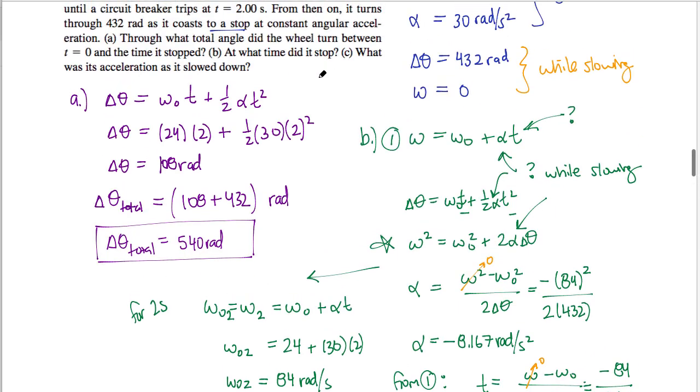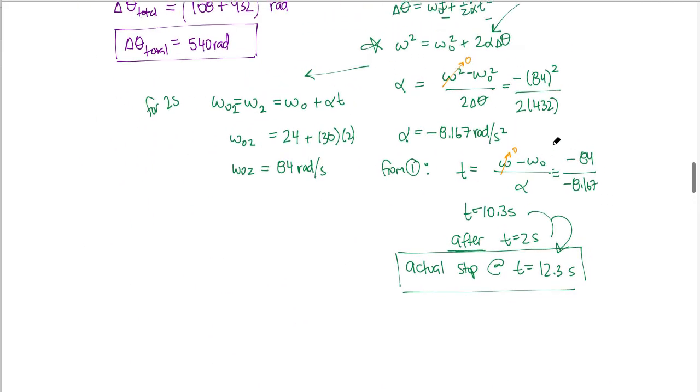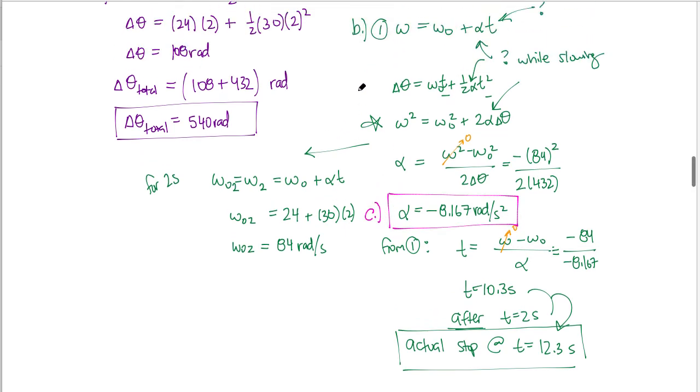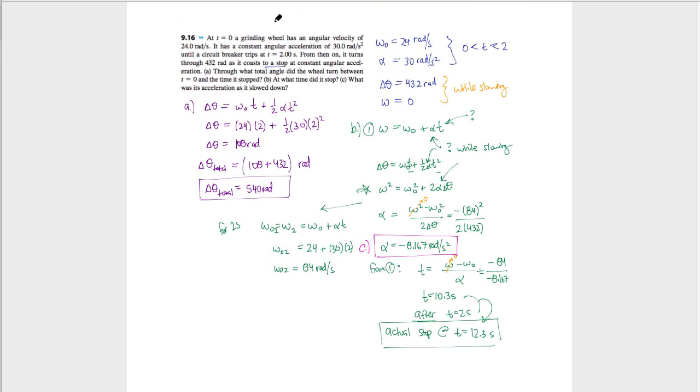Now, part C asks us, what was its acceleration as it slowed down? Thankfully, we already figured that out. So for part C, which I guess I'll do in pink, we have this acceleration while it's slowing down. So there is an alternative way to get through this. As we did with kinematics, there's more than one way to solve these problems. So if you went through part B a different way, that is perfectly acceptable.